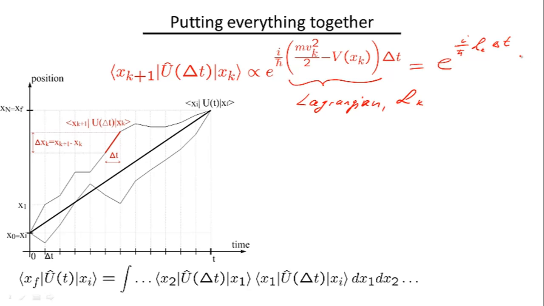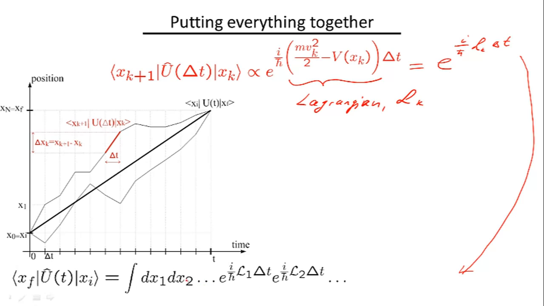Using this result, we can now rewrite our main object, this propagator, as follows. We're going to have a bunch of integrals over x1, this point, this point, this point, of these exponentials of these Lagrangians corresponding to the first segment, second segment, third segment, etc. Notice that these integrals over x1, x2, etc. correspond to moving around these intermediate points between x_i and x_f. The endpoints are completely fixed, but the intermediate points are free. And these integrals essentially symbolize this freedom.